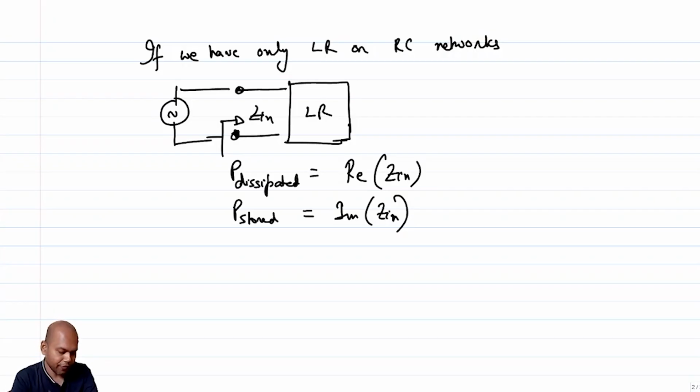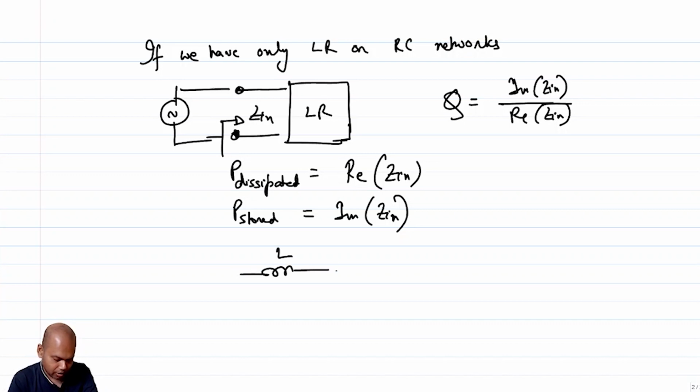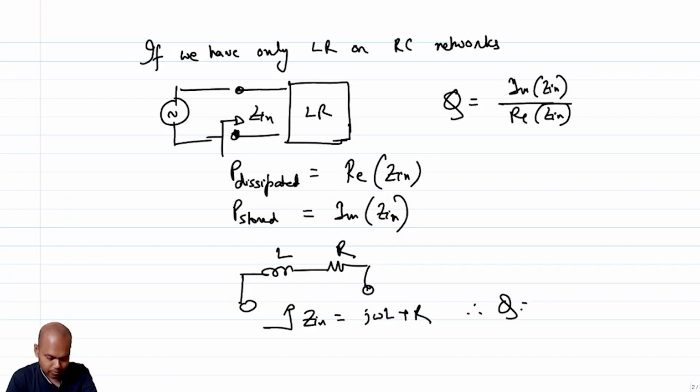right? So if you have only an LR or RC network, then the definition of the Q can also be written as imaginary part of Zin by real part of Zin, right? This should be readily understandable if you take the same example of our lossy inductor. So what is Zin? Zin is j omega L plus R. Therefore Q is omega L over R.